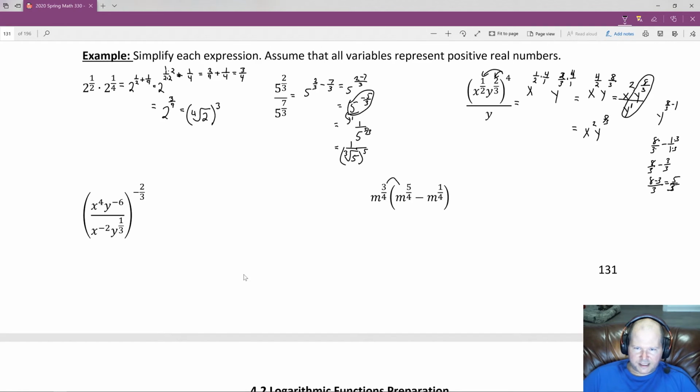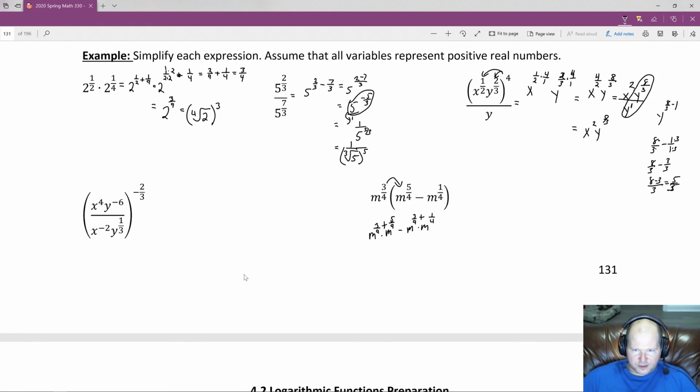This is the product rule again, so you're just simply going to be adding the exponents. So for instance, I would have m to the 3/4 power multiplied by m to the 5/4 power minus m to the 3/4 power multiplied by m to the 1/4 power. So all we really do in this case is simply add those together. So we're adding the exponents for the product rule, right? The same base, different exponents, we're adding them together because we're multiplying, right?